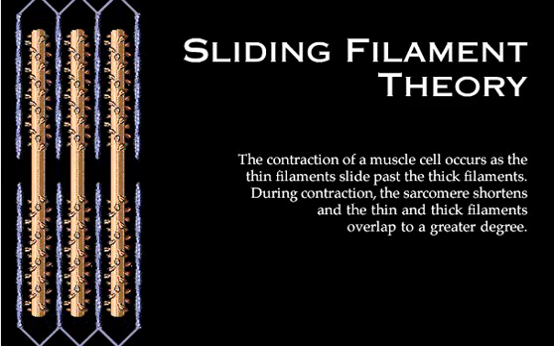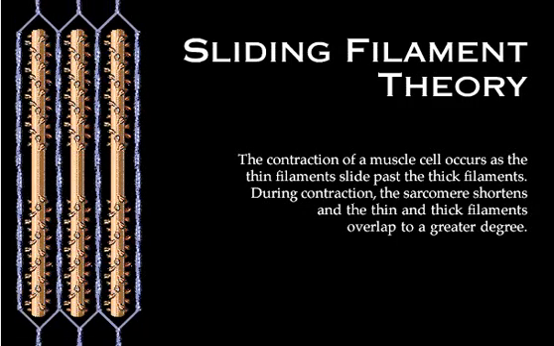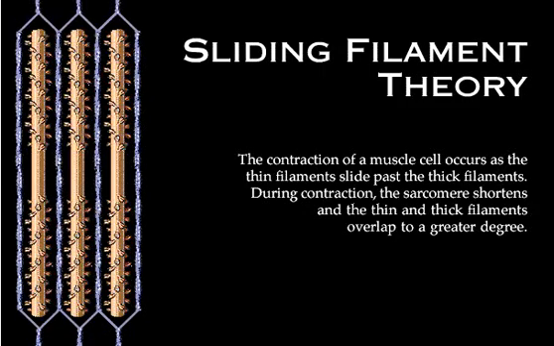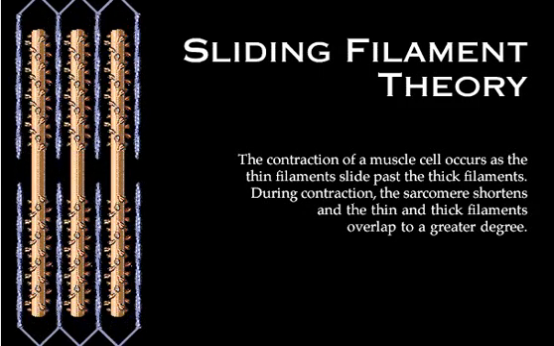The current theory of how a muscle cell contracts is the sliding filament theory, which states that the contraction of a muscle cell occurs as the thin filaments slide past the thick filaments. During contraction, the sarcomere shortens and the thin and thick filaments overlap to a greater degree.